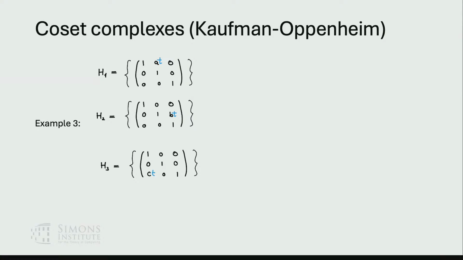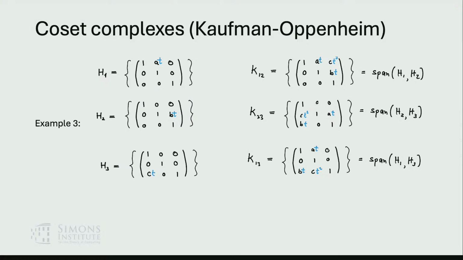These are a slight variant of coset complexes constructed by Kaufman and Oppenheim. This was a beautiful construction of a high-dimensional expander where you can understand everything by elementary considerations. It's really nice, so let me describe it to you. You have three subgroups very similar to what we had before. Previously, I just looked at these two. There's a third one with the non-zero coordinate here. And now you define three other subgroups.